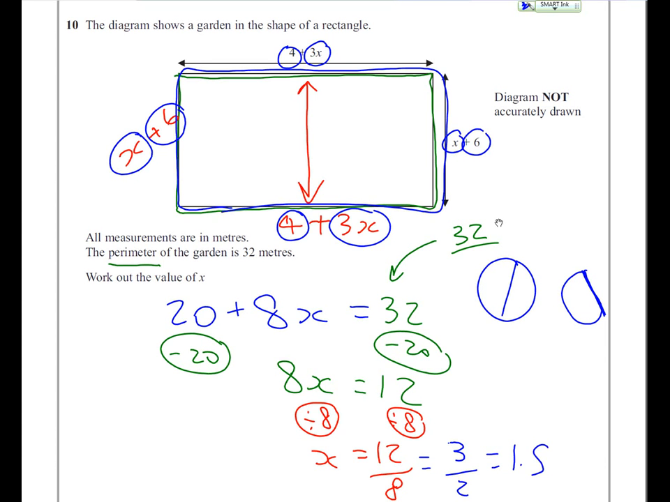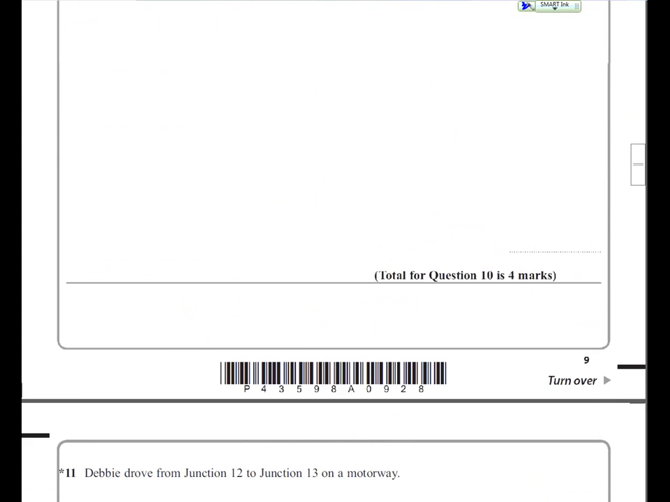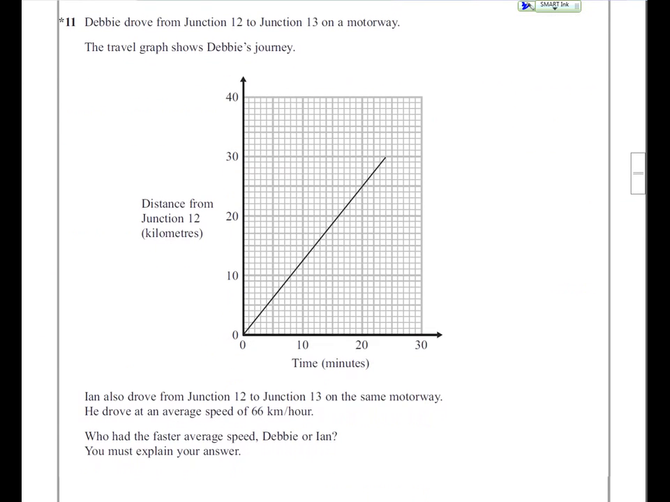Okay. That's done. Next question, question 11. Debbie drove from junction 12 to junction 13 on a motorway. And on the graph you can see we're looking at a distance from junction 12 where she started. Now if you see this star, that means it's a functional skills question where you're going to be judged on how well you explain your answer, so be very careful on these.